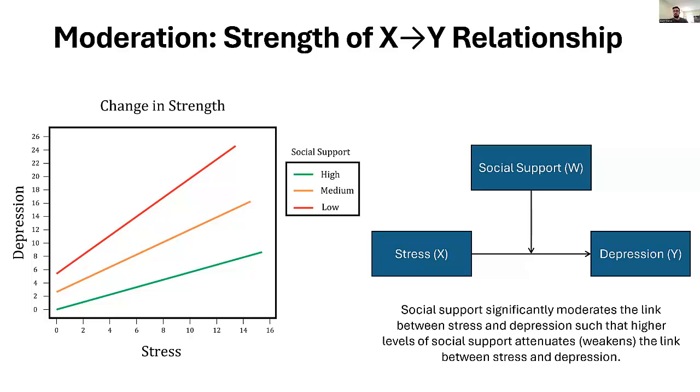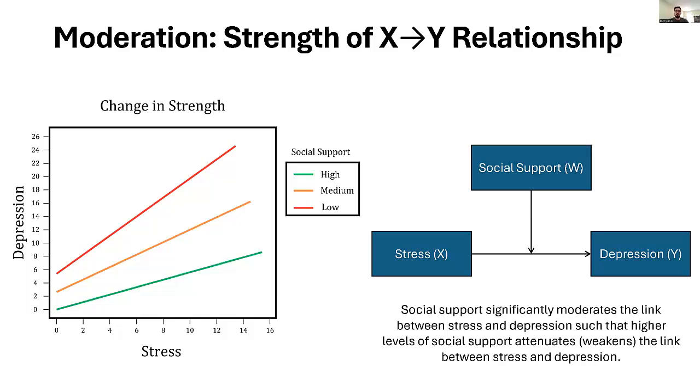It significantly moderates the link between stress and depression, such that higher levels of social support attenuate or weaken the link between stress and depression. So visually interpreting the interaction plot, we can see, when stress is low, the level of social support only marginally influences depression. It's in that normal to mild depression range on the PHQ-9 here. But when stress levels are very high, the influence of social support on depression is much more pronounced.